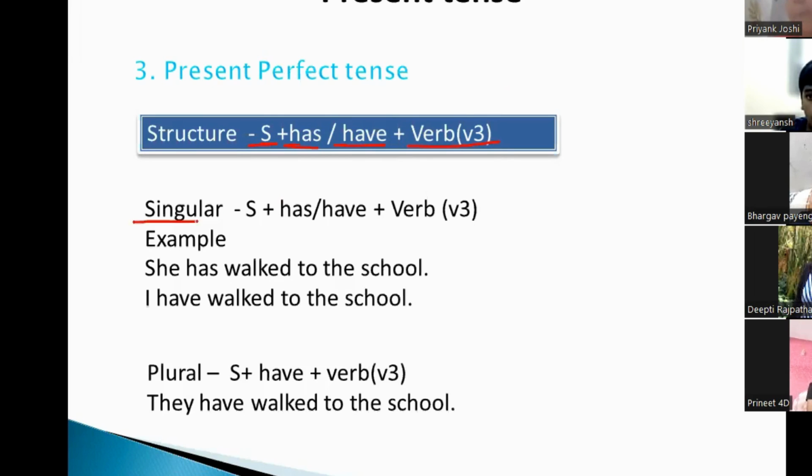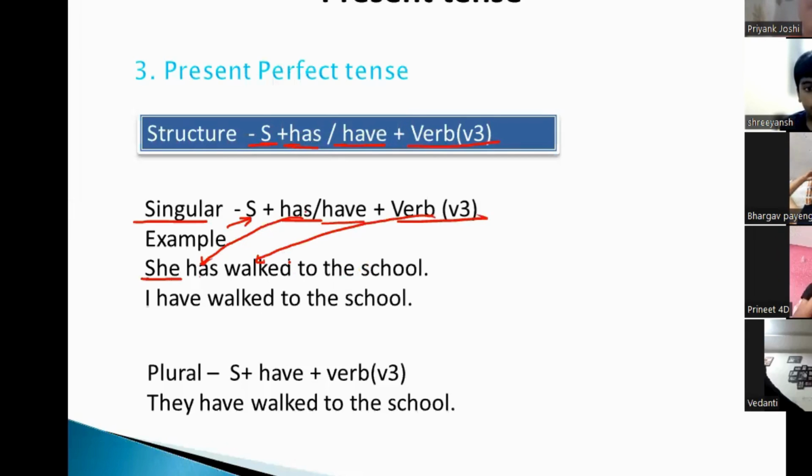If your subject is singular, then your structure is like subject plus has or have plus third form of verb. If your subject is singular and third person, he, she, it, they all fall under third person, right? So for that we use has. So, she has walked to the school. She is our subject, has is our helping verb that is representing the perfect tense, and third form of verb, walk, walked, right?